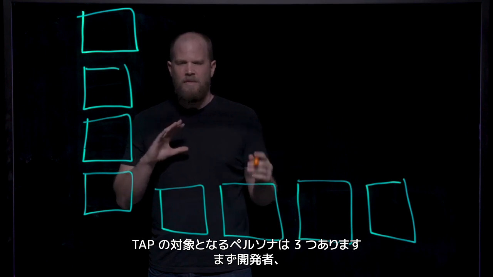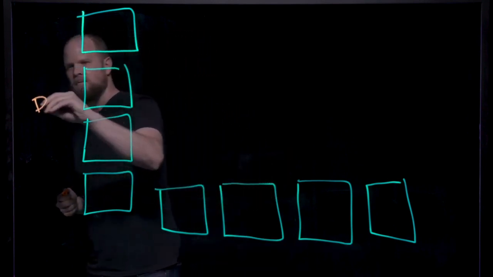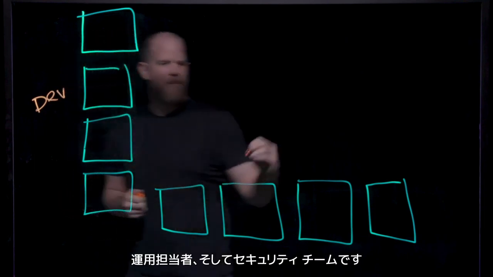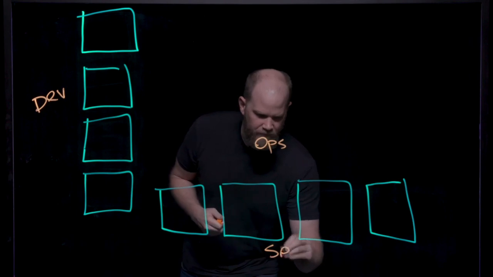So when you look at the three personas that this is targeting, there are your developers, your operators, and then your security team.